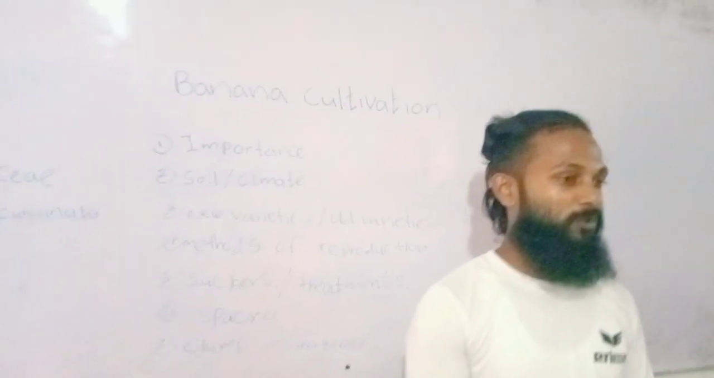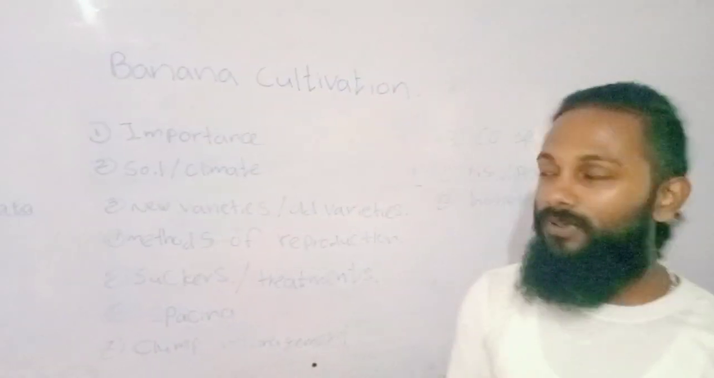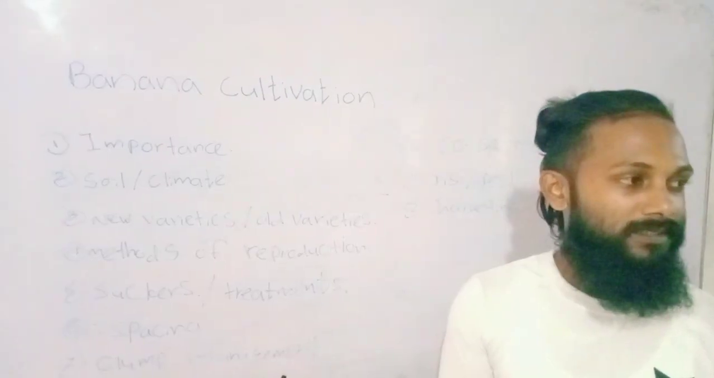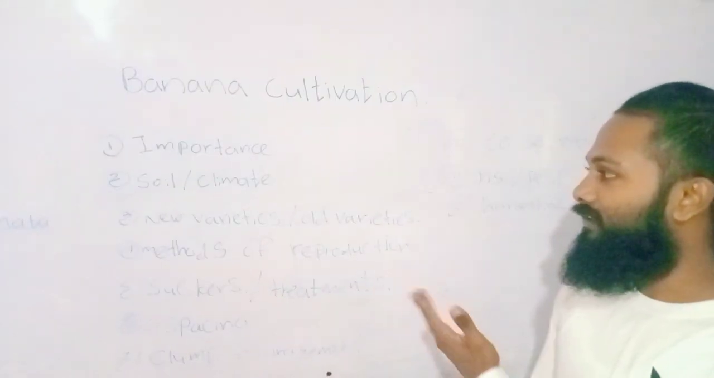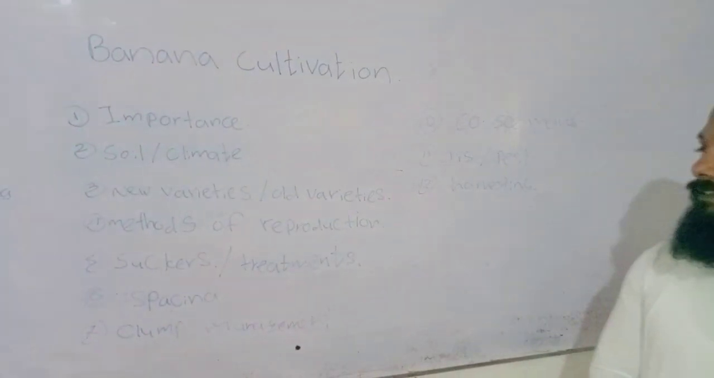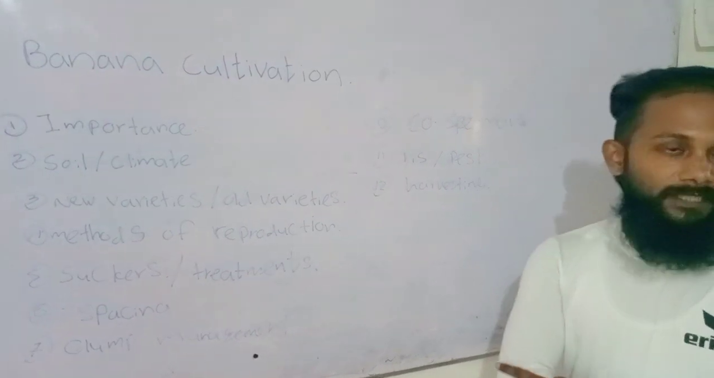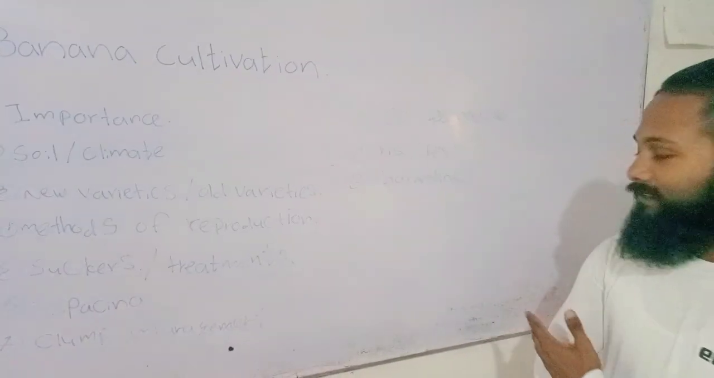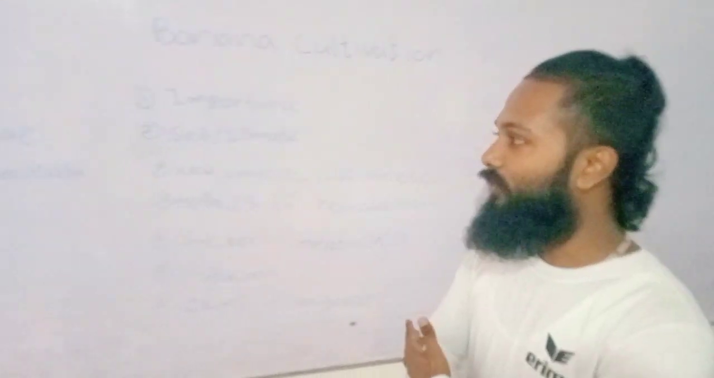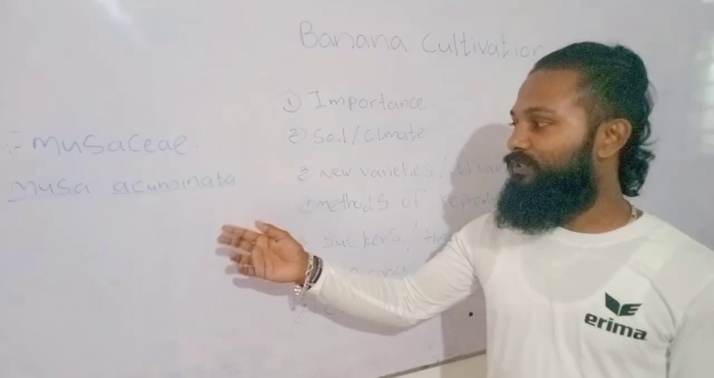My name is Kuruparachi. I am from Amilvidia. Today I am going to tell about banana cultivation. The topics are: importance, soil and climate, new varieties, methods of reproduction, suckers, spacing, clump management, common and special management practices, disease and pest, and harvest. First of all, banana family name Musaceae and botanical name Musa acuminata.